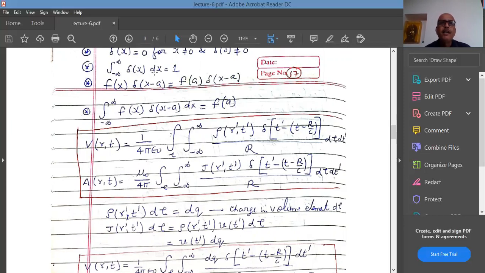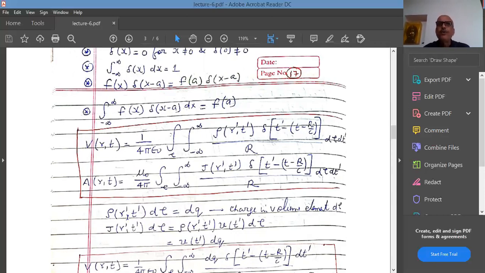So by making use of these properties, the first one and the second one here, we now modify this V(r,t) and A(r,t). You see here this integral, the volume integral over tau, where tau is the representation for the volume. We are introducing minus infinity to infinity, delta of t dash minus t minus r over c, because t is basically t minus r over c, so this is equal to 0.